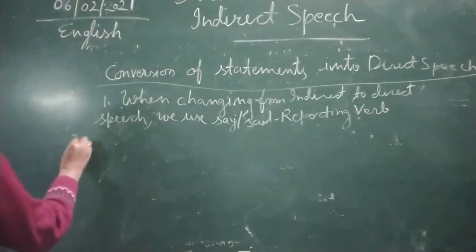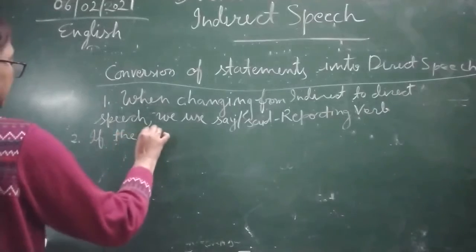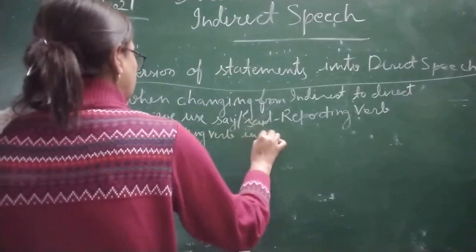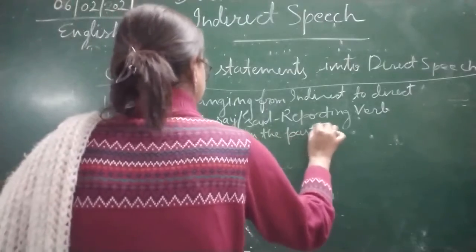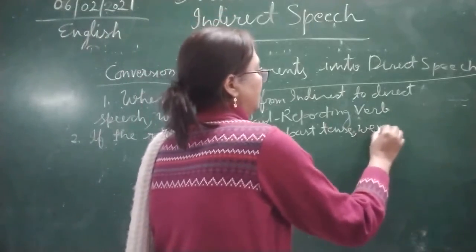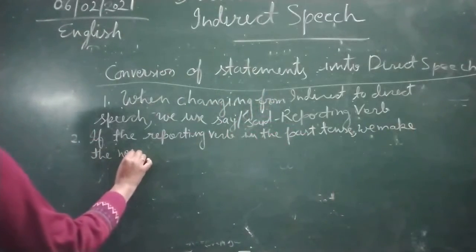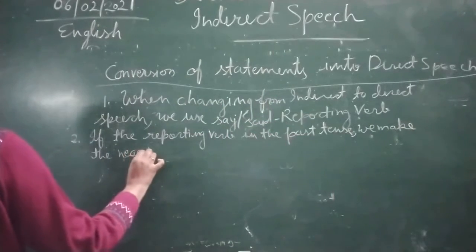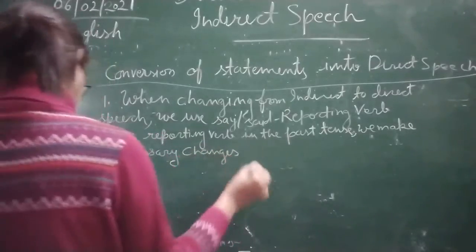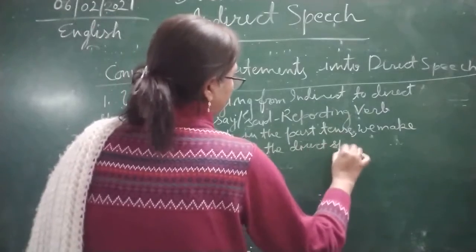Okay, now second thing that is very important, if the reporting verb is in the past tense, so we make the necessary changes in the direct speech. Okay children.